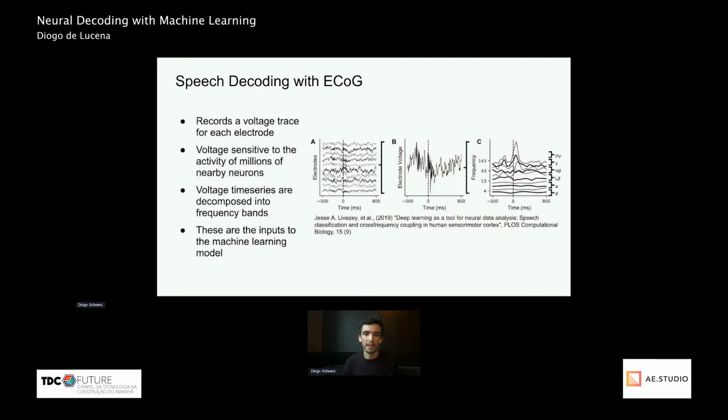Here's an example of what that data looks like. On the left here, you see data from several channels, which are electrodes, and their voltage varying across time. In the middle, you see a zoom in one of those signals. But in reality, interpreting the raw voltage is really difficult. So what we end up doing is decomposing those into frequencies and using those frequencies to really try to interpret the data. And those are really the input that we use in our machine learning model. So with those, we can try to interpret what the person is doing.